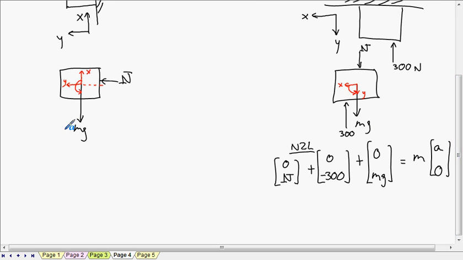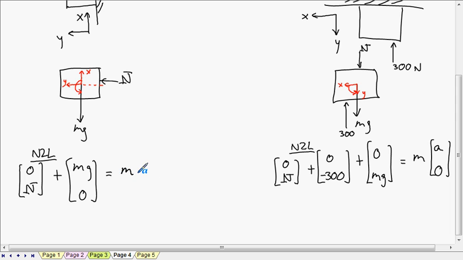The one over here, the normal force is the way it always is, 0n. Mg is in the negative x direction, so we have mg 0. Those are the only forces, and that's equal to the mass times the acceleration a0, like it always is.